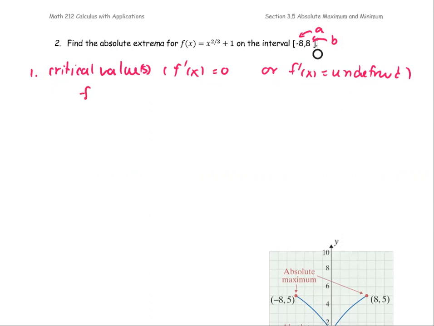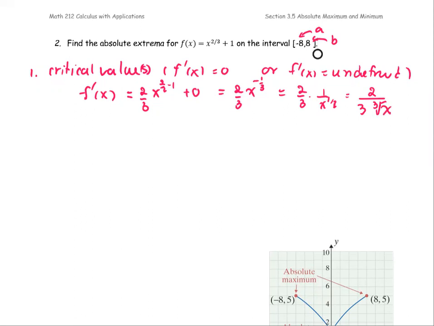So from finding f prime, the function we have is x to the power 2/3 plus 1. We're going to use the power rule to find the derivative. The derivative of x to the 2/3 is 2/3 x to the 2/3 minus 1, and then plus 0 from the derivative of 1, simplified to be 2/3 times x to the power -1/3. With a negative power, we can rewrite it as the reciprocal of the positive power, or we can write it as 2/3 times the cube root of x as the derivative of the function.